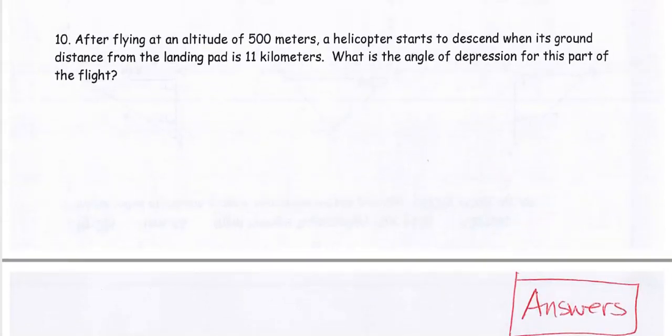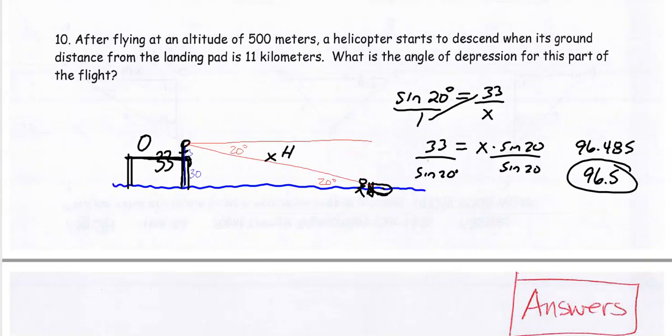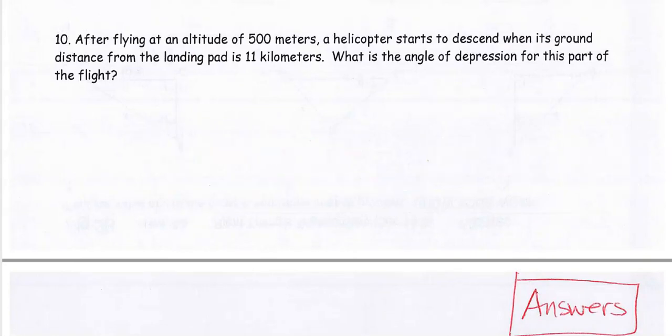Finally, number 10. After flying at an altitude of 500 meters, a helicopter starts to descend when its ground distance from the landing pad is 11 kilometers. What is the angle of depression for this part of the flight? So this one seems a little bit weird of a setup. So I got my ground, and we got a helicopter. That's a pretty bad helicopter, but whatever.